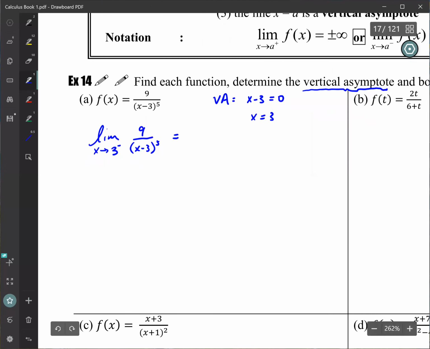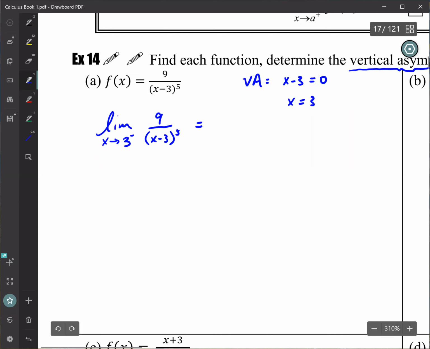Okay, remember we can find a limit by subbing it in, right? But if I just sub in 3, it's undefined, right? I want to get more detail out of undefined, because undefined could involve positive infinity or negative infinity. Let's see which one we will get.